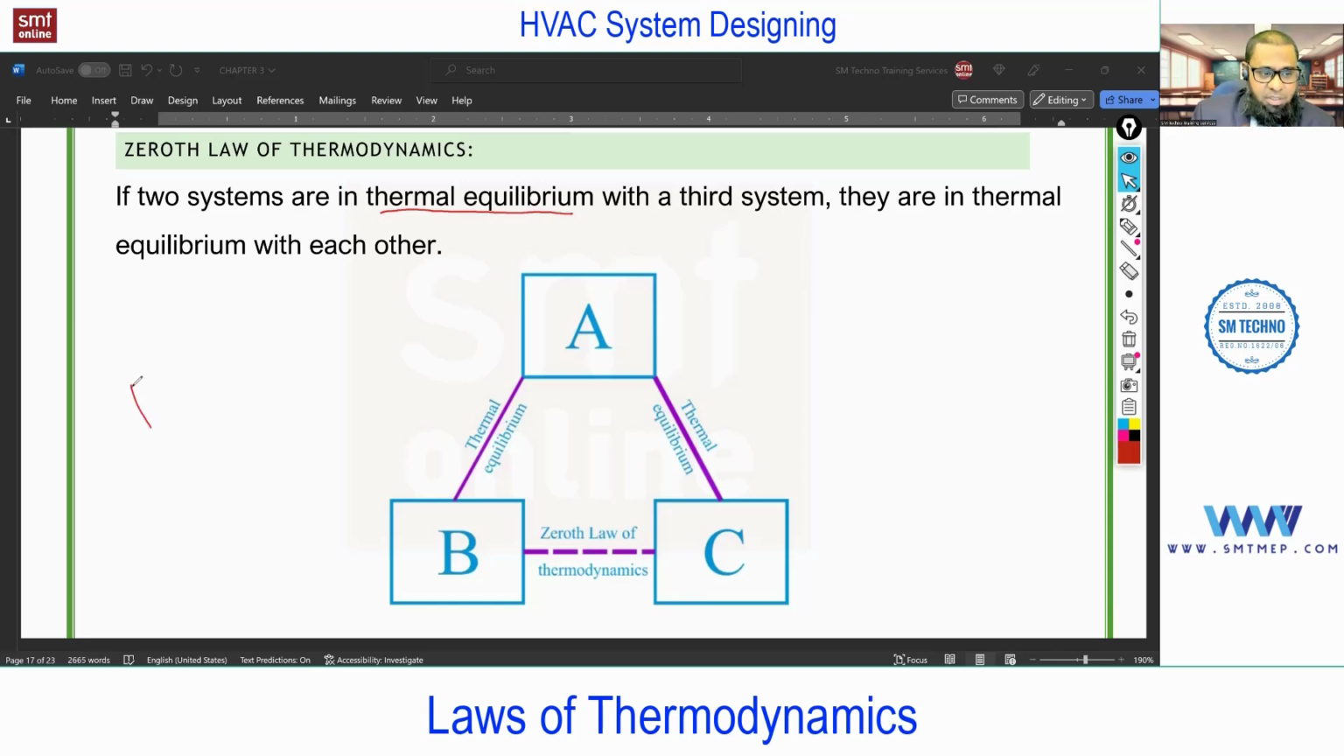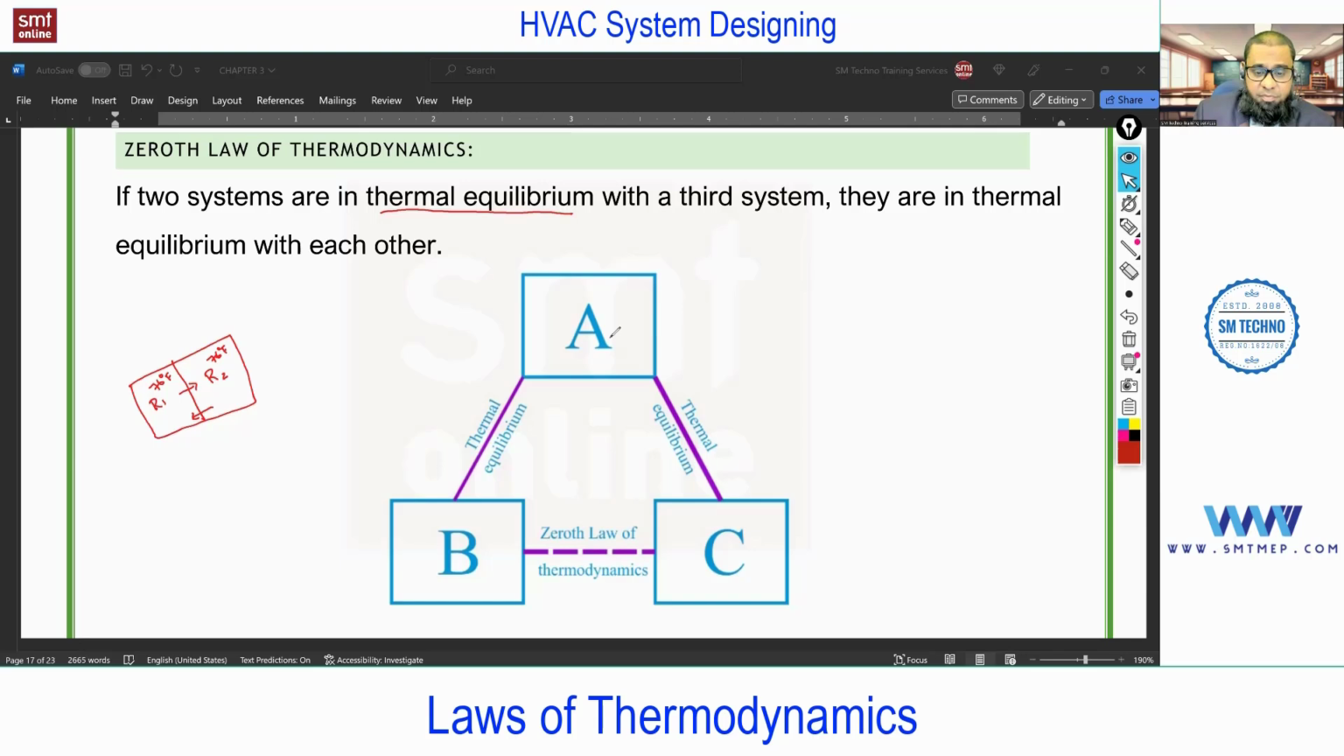I'll just give you a quick idea. For example, consider this is room 1 and this is room 2, and in both rooms I'm maintaining comfort condition. In this one I'm going to maintain 76 degrees Fahrenheit, and in this room also I'm maintaining 76 degrees Fahrenheit. Will heat transfer through this partition? No, because these two rooms attain thermal equilibrium with respect to this partition. We use this term at the time of load calculation, especially for heat gain through partition, floor and ceiling, in case both sides are at the same temperature. Now back to the topic.